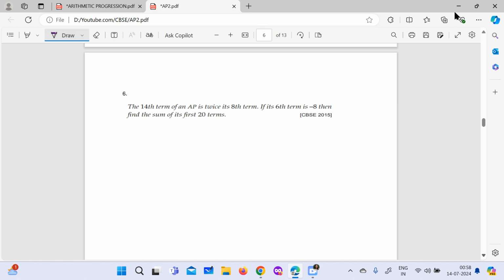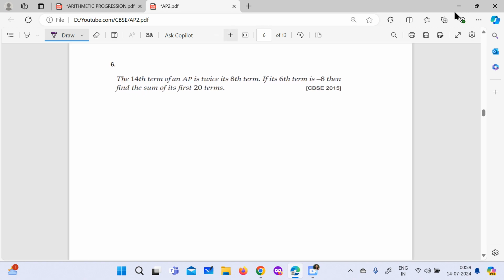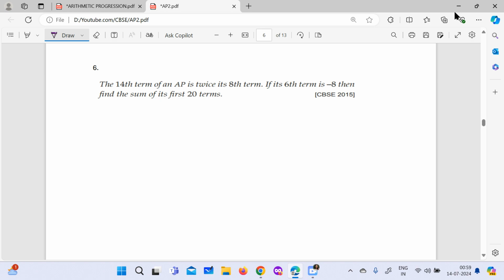Okay, now let's look at this question. The 14th term of an AP is twice the 8th term. Let's write this. It says T14, the 14th term, equals 2 times the 8th term. If its 6th term is minus 8, then find the sum of first 20 terms.